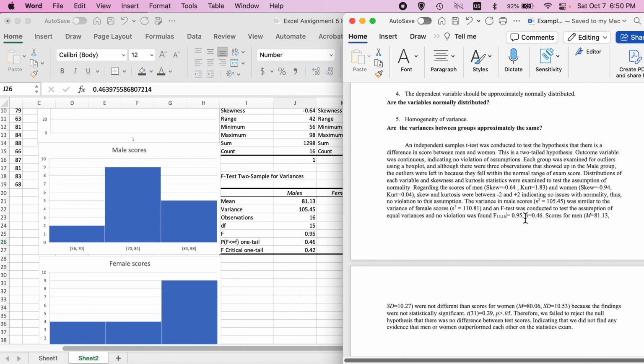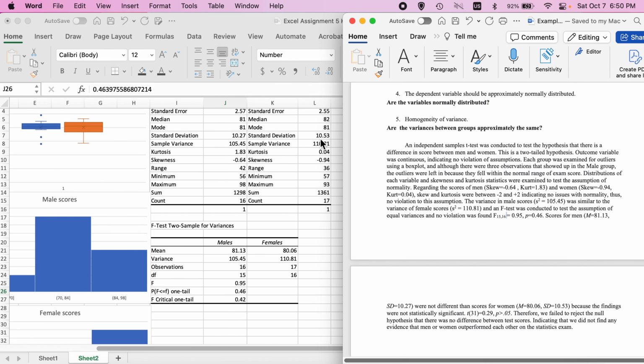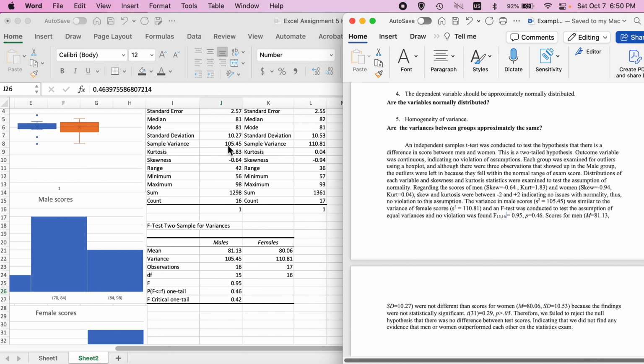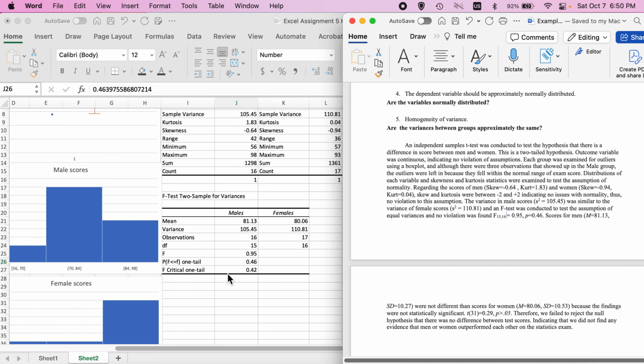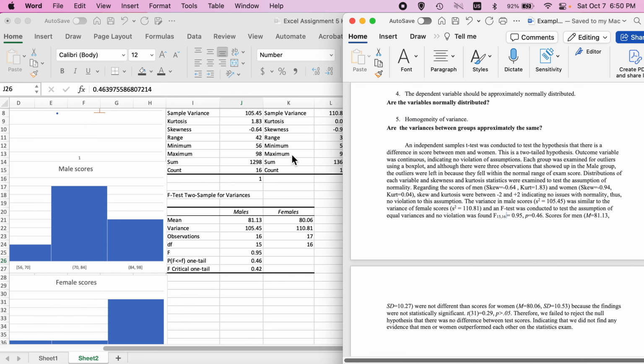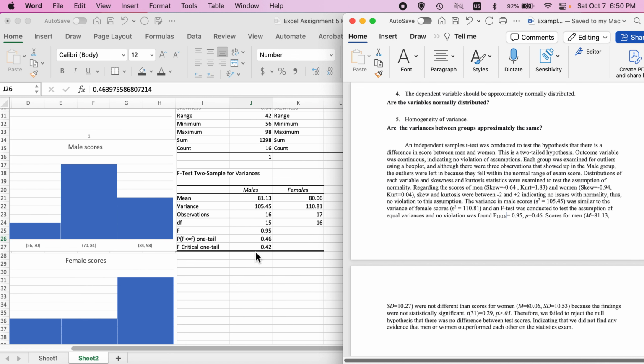That was F. So like I said before, 110 divided by the 105 over here is going to be 1 point something. It's definitely below 4. This is definitely low enough. This is about 1, so it about matches that. There is no violation because it's not statistically different. So this is P equals 0.46. That means that I don't have a violation, so I can move on.